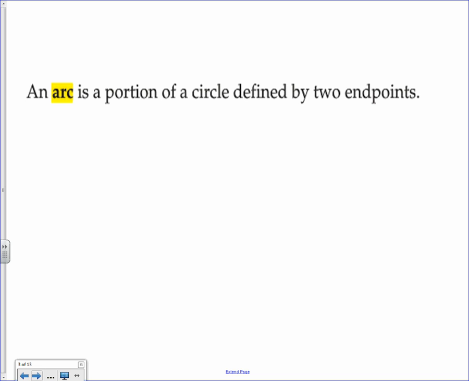An arc is a portion of a circle defined by two endpoints. So if we have a circle, then an arc is just a portion of that circle. And we usually have names, so we might call it AB. And we would write it like this, arc AB.